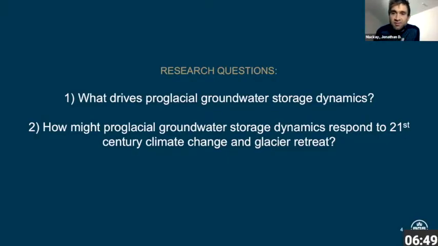As I said, these are quite poorly studied systems. So we had two main research questions we wanted to answer. Firstly, what drives the proglacial groundwater storage dynamics in the system? Is it the glacier or is it diffuse recharge from the regional climate? And secondly, how might proglacial groundwater storage dynamics respond to 21st century climate change and glacier retreat? Next slide, please.